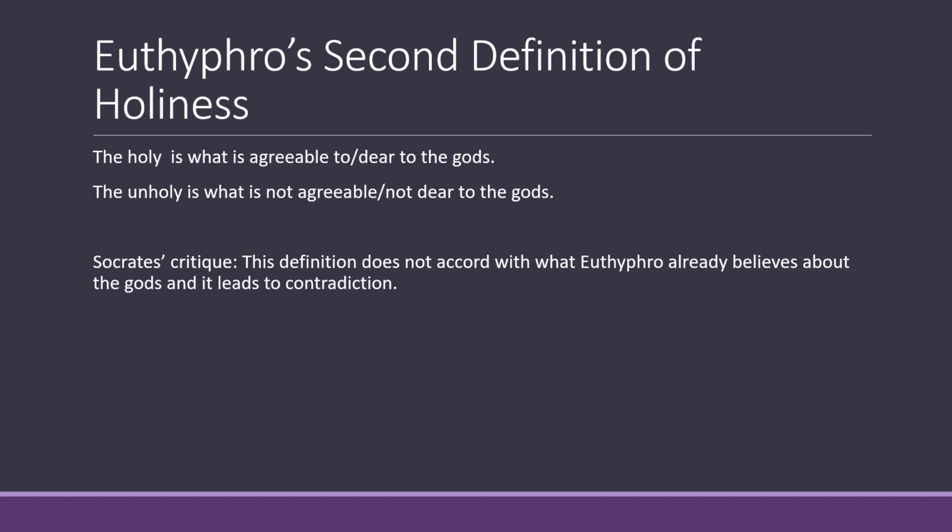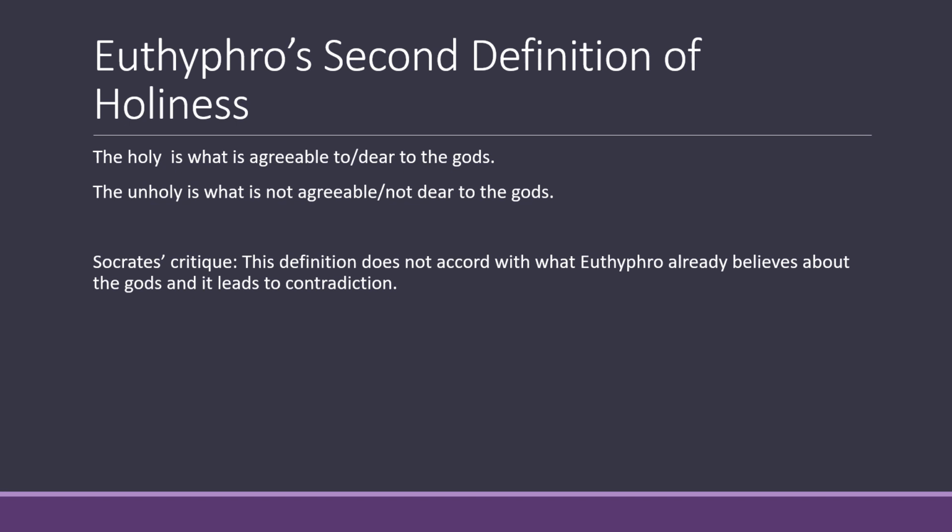And so he says that holiness, wherever we find it, has the essential feature of being what is agreeable to or dear to the gods. And conversely, the unholy would therefore be what is not agreeable or not dear to the gods. This is a step in the right direction. It is certainly an improvement over the first definition because it is not an example, it's a general characterization which tries to capture the essential property of holiness.